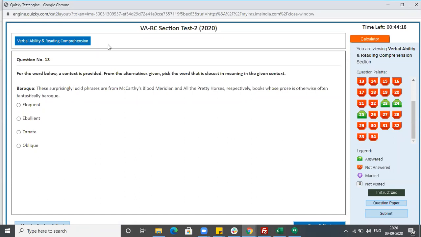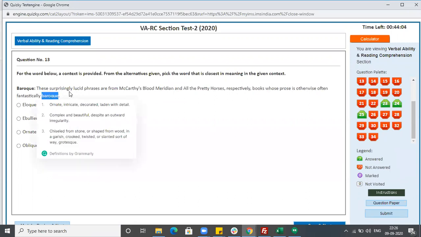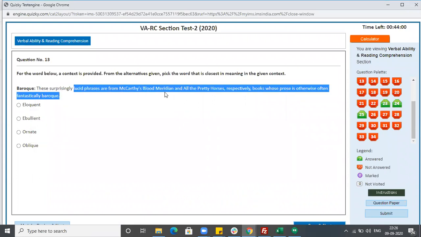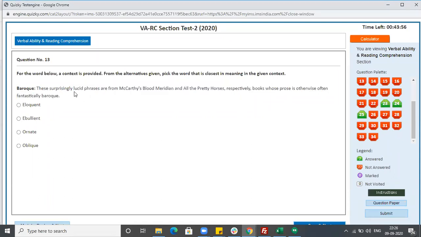Baroque, from the alternatives, the word that is closest in meaning in the given context. These surprisingly lucid phrases are from McCarthy's Blood Meridian and All the Pretty Horses, respectively. Books whose prose is otherwise often fantastically Baroque. Okay, I have to look for the opposite of lucid. Oh, the meaning is showing up here. What is the meaning here?